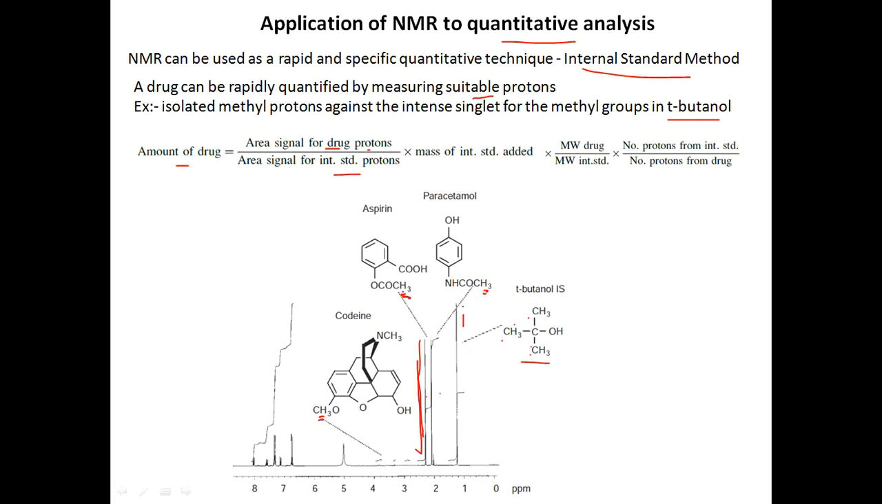So the internal standard is given here, right? What is the area covered by that internal standard proton, multiplied by the mass of internal standard added. So how much internal standard you are adding, that you take, then the molecular weight of the drug, divided by the molecular weight of the internal standard, divided by the number of protons in the internal standard, multiplied by the number of protons in the drug. The number of protons in the internal standard is 9, and the number of protons in the drug that you are taking is CH3, 3 protons.